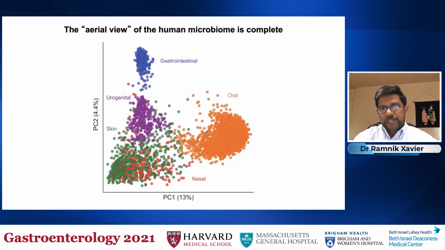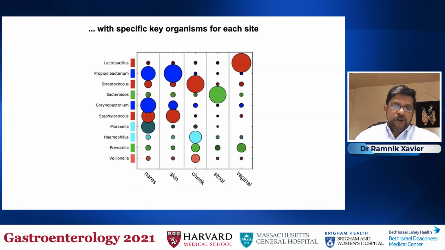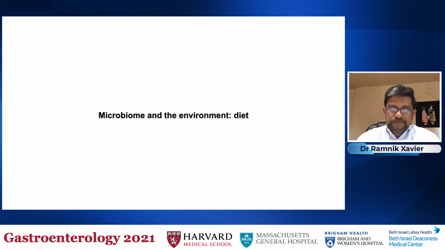So if you then ask the question, where do these microbes live? You can begin to appreciate that the microbes in the gastrointestinal tract look very different from the bugs in the skin. And if you inspect this further, there are specific organisms that are location specific. So for example, in the gut, in stool, you see a lot of Bacteroides, whereas in the nares, you see a mix of bacteria. And similarly in the skin, the microbiome is dominated by the Propionibacteria and the Staphylococci.